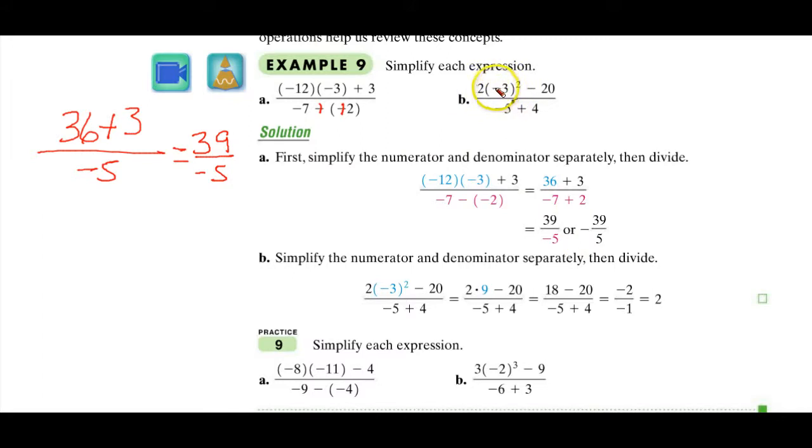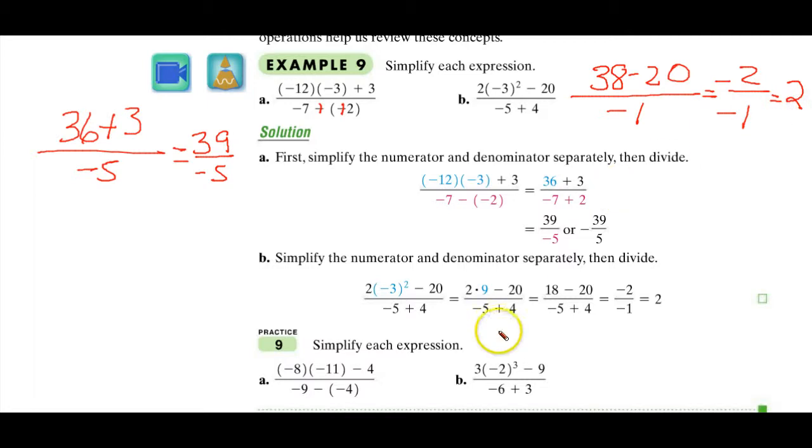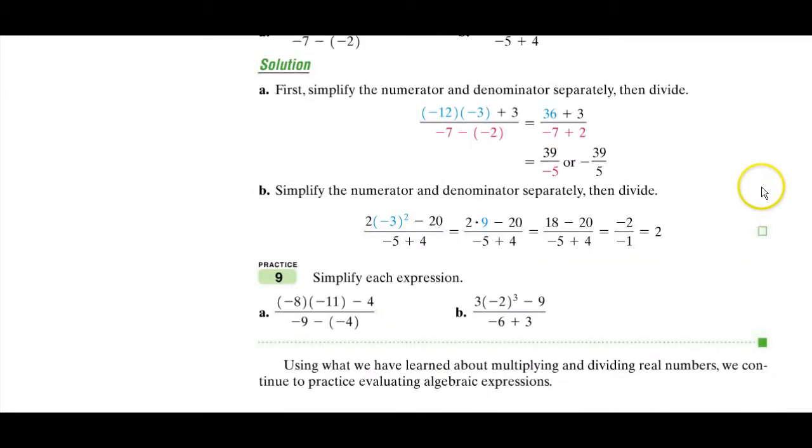Now for letter B, we're going to square this first. This gives us a positive 9 times 2 is 18, minus 20 over, this becomes a negative 1. So this is going to become a negative 2 over a negative 1, which just becomes a positive 2 right there. Okay, then there are some practice, and I'm sure you'll be doing plenty.